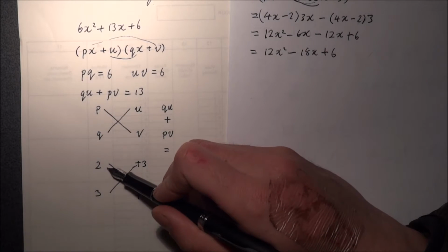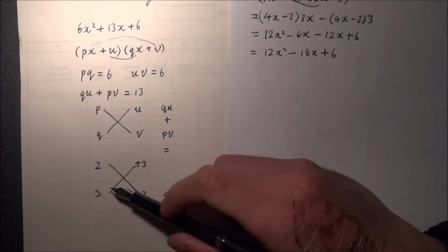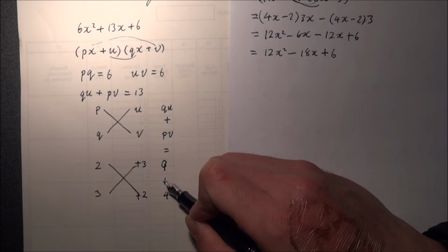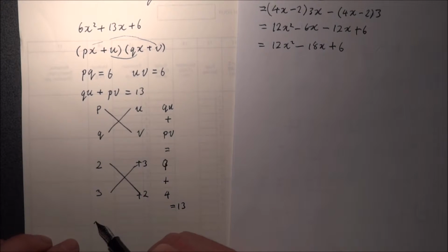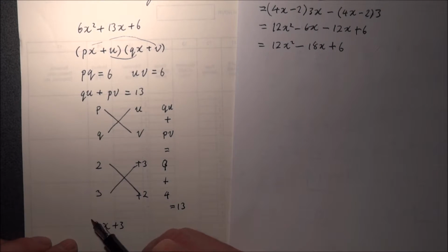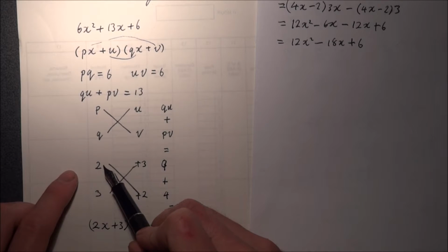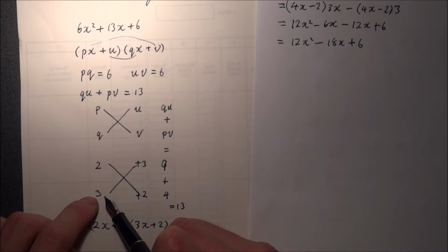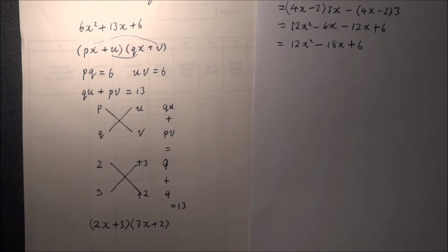So let's try it. These are also factors of 6. So 2 times 2 equals 4. 3 times 3 equals 9. Correction, 9. 9 plus 4 is equal to 13. So we say 2x plus 3 times 3x plus 2. So 2 is the coefficient of the first x, this is the coefficient of the second x, this is the first constant, and this is the second constant. And we move back into the equation.